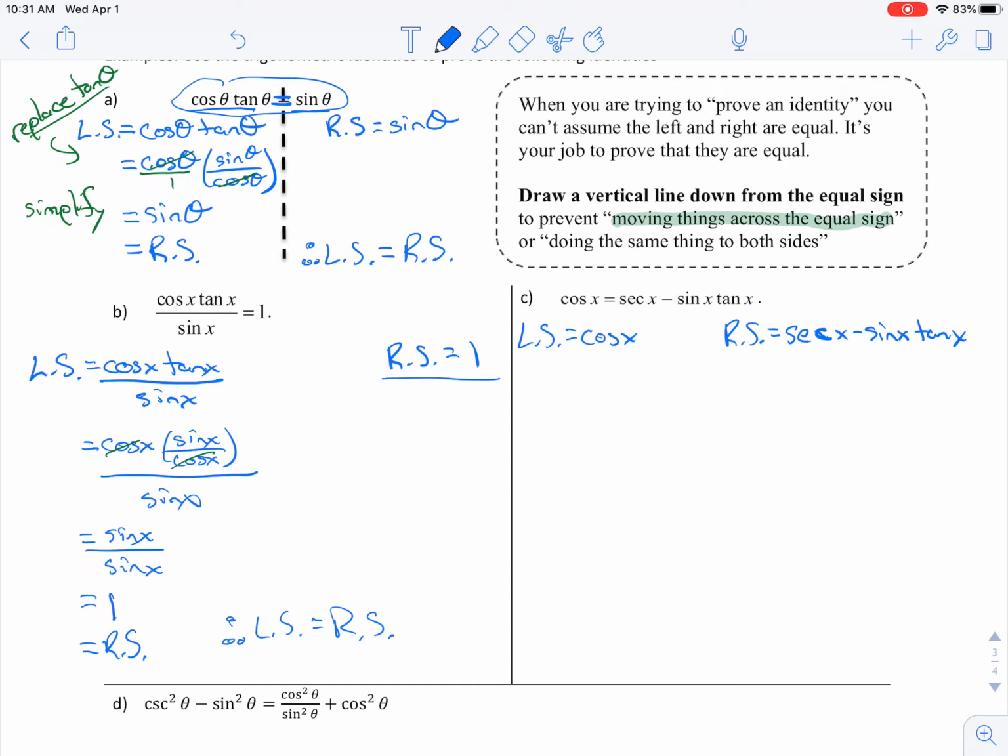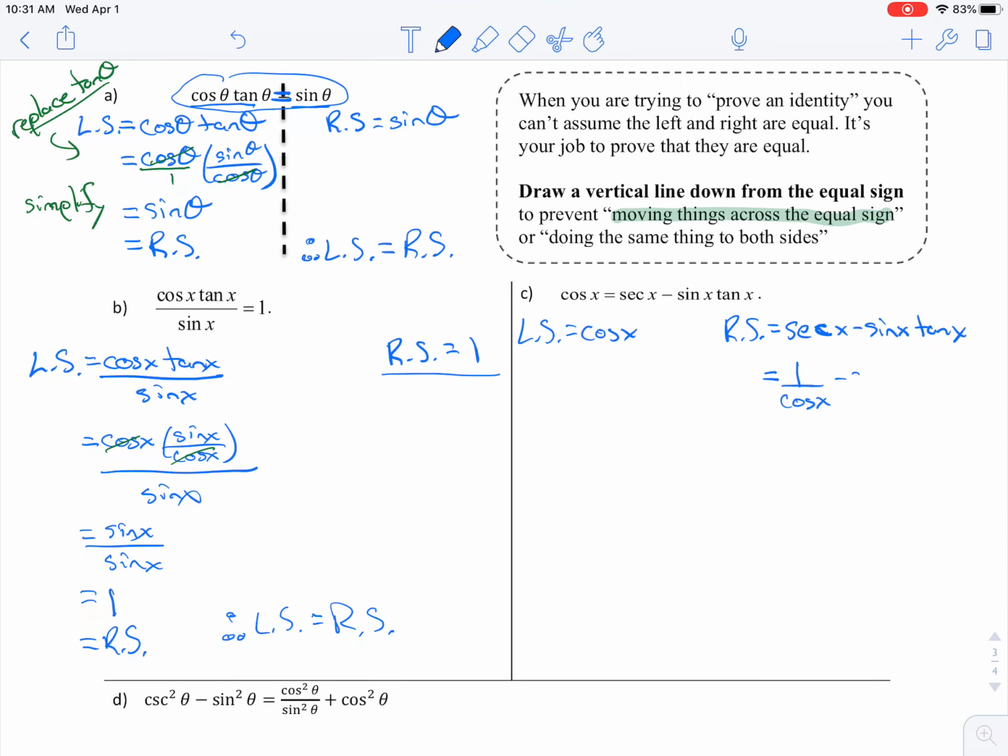So this time we've got a reciprocal identity, so we can replace that. So secant is the same as 1 over cosine. I'm always trying to get things in terms of sine and cos. So I have 1 over cosine minus sine, and I can also replace the tan. So I get sine x over cos x. And so now I can simplify.